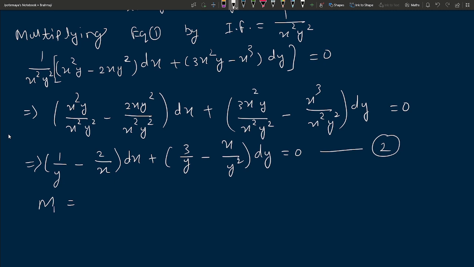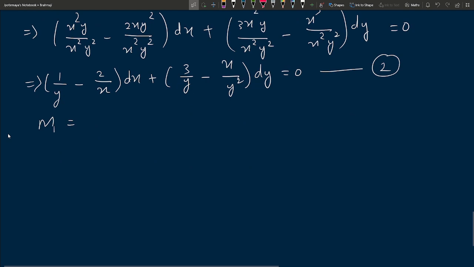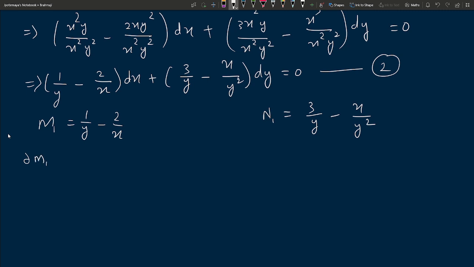I will verify whether this equation 2 is exact or not. So the new M, I will write as M1, that is 1 by y minus 2 by x. Now N1 means N of the new differential equation 2. This is 3 by y minus x by y square. Now del M1 by del y: del by del y of 1 by y minus 2 by x, the partial derivative with respect to y. The derivative of 1 by y is minus 1 by y square.